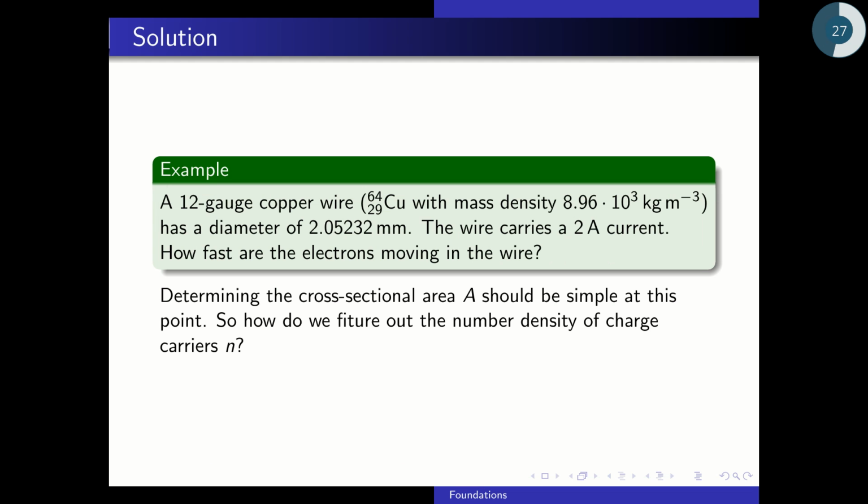Okay, so we can determine the cross-sectional area, which should be pretty easy at this point, unless you're like me and you forget to turn a diameter into a radius. How do we figure out how many charge carriers there are? How many charges are there in that copper wire per cubic meter, per unit volume, that can run down the length of the wire to carry the charge? And I apologize for the typo there.